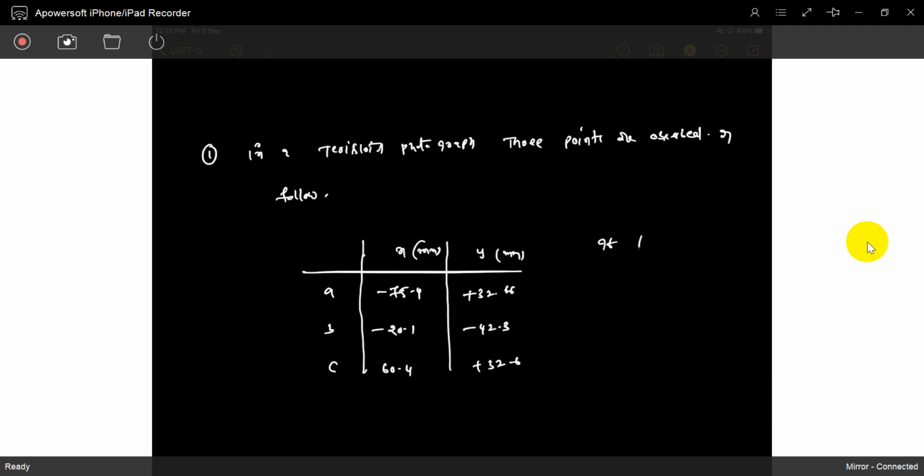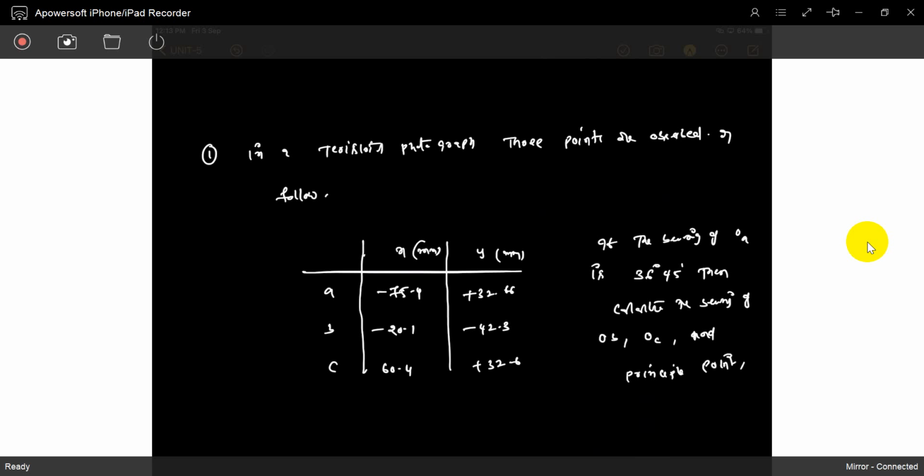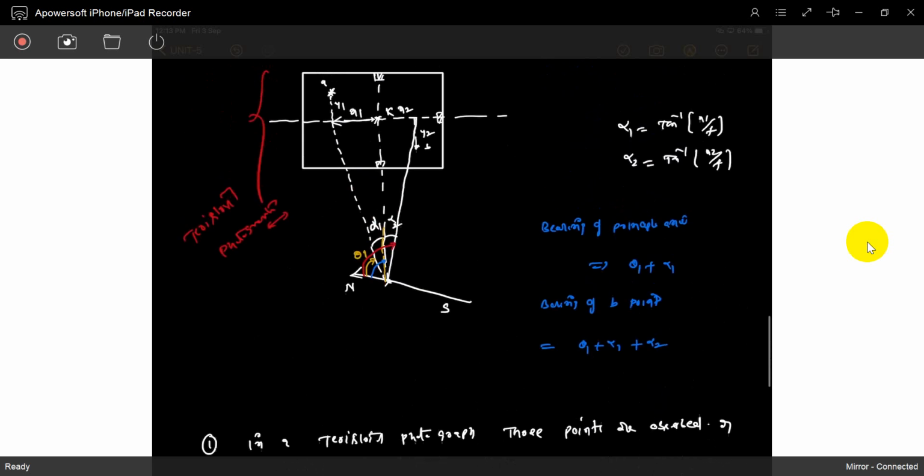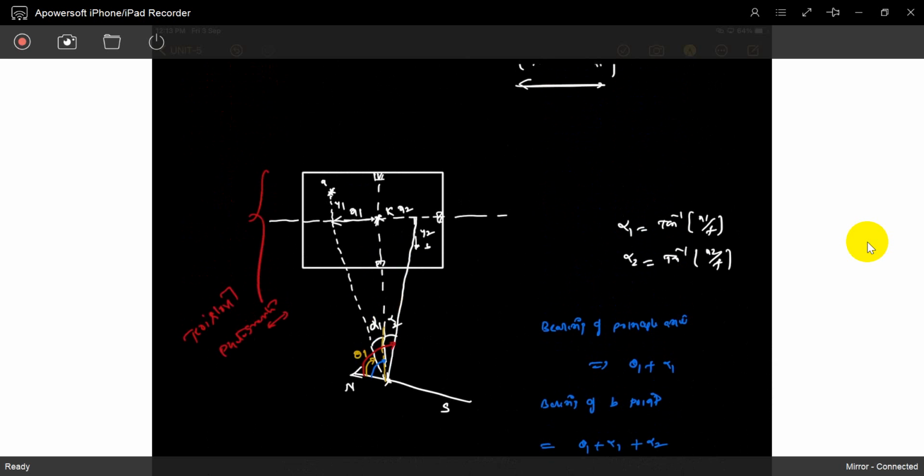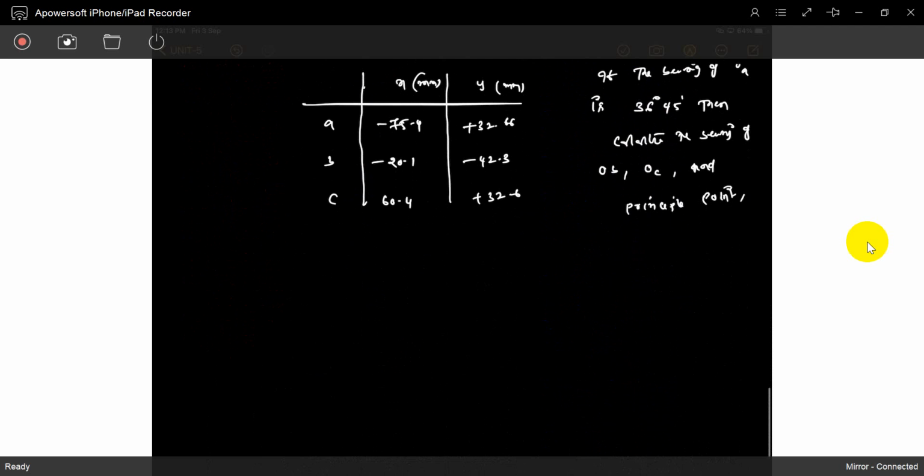So what he asked: if the bearing of OA is 36 degrees 45 minutes, then calculate the bearings of OB, OC and the principal point. Principal point means that's K, or principal line or principal axis. You can call it by any of these. It is a very simple problem.